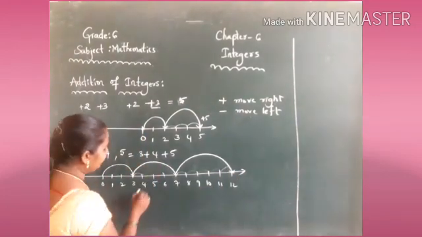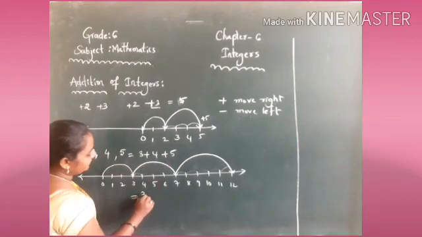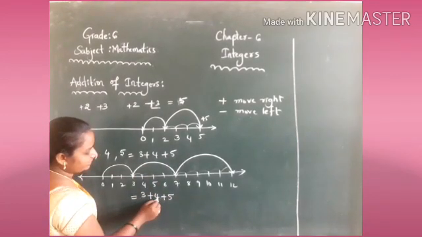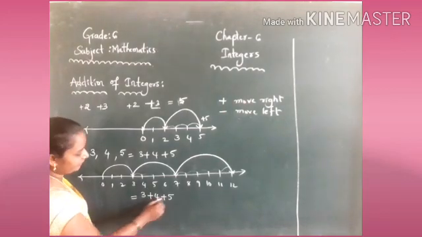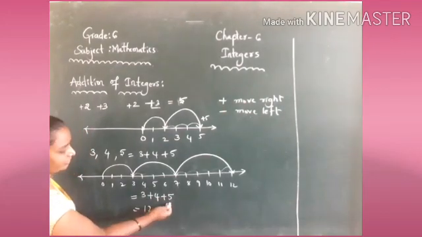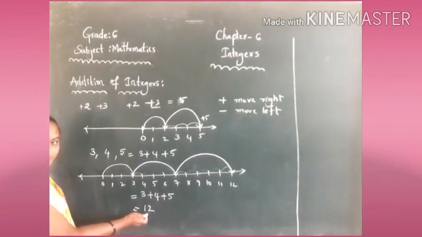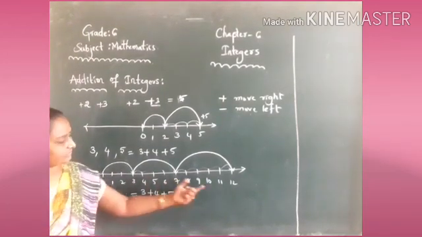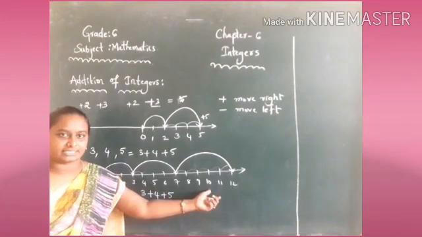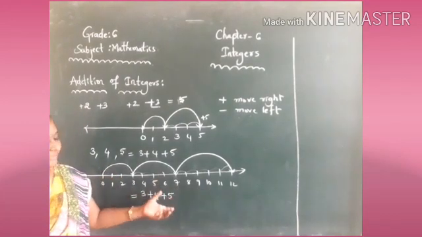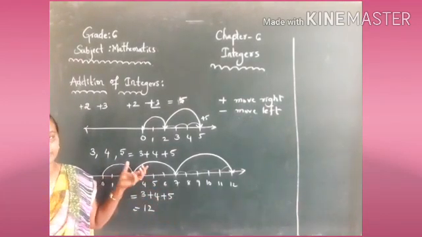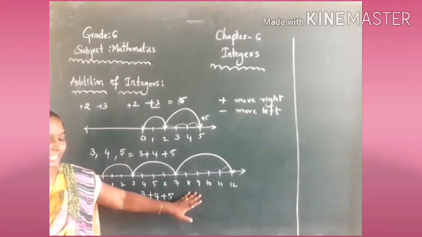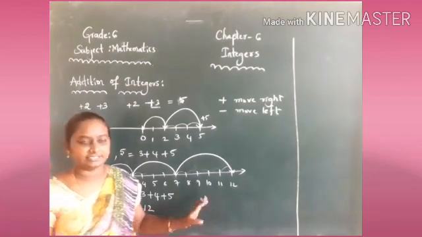So what is the addition of 3 plus 4 plus 5? Count here, 3 plus 4 is 7, 7 plus 5 is 12. Without using the number line also we can count. Here, using the number line, we got the same answer. So this is the way of finding addition of integers using the number line. Did you clarify that one?